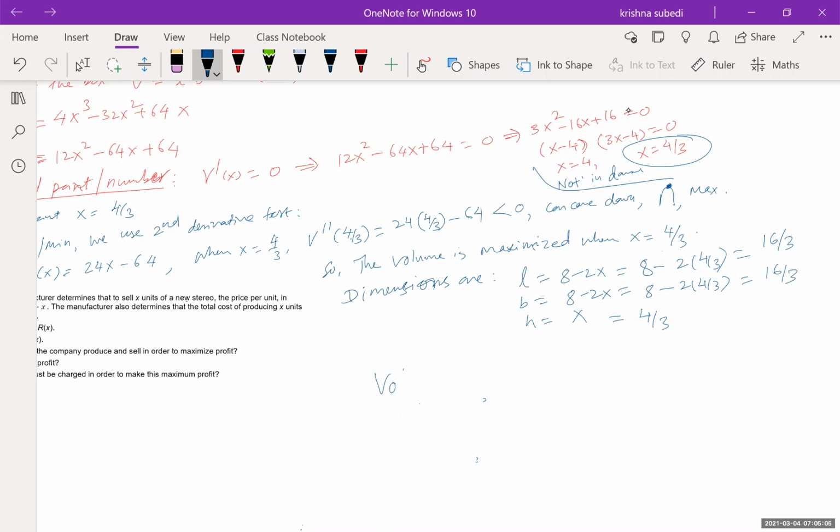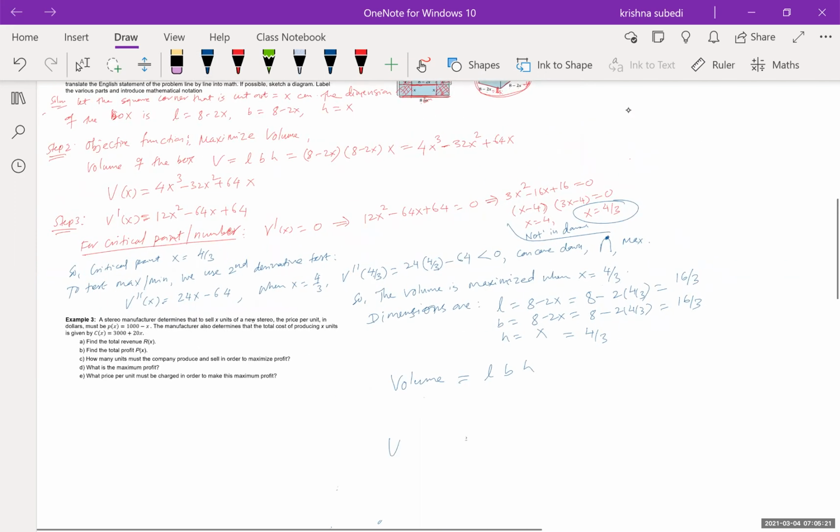And now to find the volume, you can simply do L, B, and H, or you can substitute the value of x into the volume function. I think this one will make life easy. This is one way: we know the volume of a box is L times B times H, which means 16 over 3 times 16 over 3 times 4 over 3. I'll leave it to you.